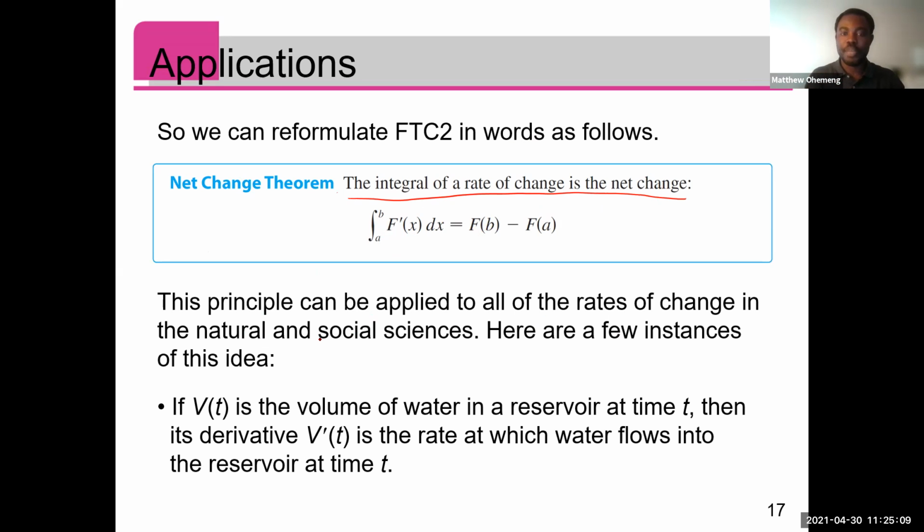So this principle can be applied to several fields, as I was telling you earlier on, right? Depending on the area that you are in, this may ring a bell. So if it's volume, V of t is the volume of water in a reservoir at time t, and then V prime of t is the rate at which the water flows into the reservoir at time t, right?